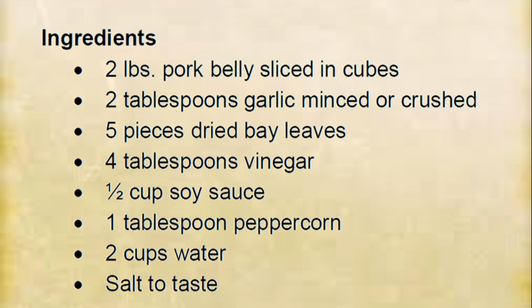Ingredients: 2 pounds pork belly sliced in cubes. 2 tablespoons garlic, minced or crushed. 5 pieces dried bay leaves. 4 tablespoons vinegar. Half cup soy sauce. 1 tablespoon peppercorn. 2 cups water. Salt to taste.